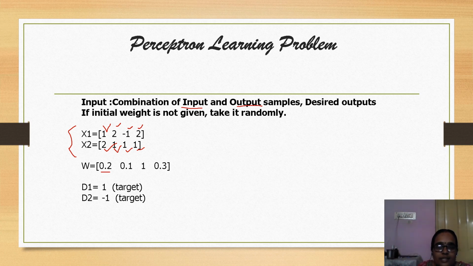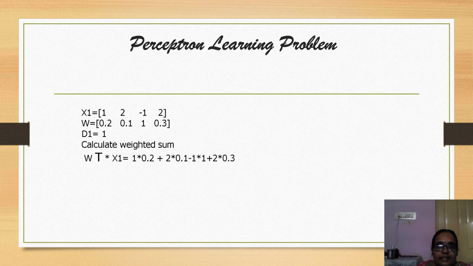So now we have to apply the perceptron learning algorithm. We have to update the weight. So we are taking the first example. What is our x1? First data set: 1, 2, minus 1, 2. So 4 inputs are here, and correspondingly 4 weights are here. Here 0.2 belongs to input 1, 0.1 belongs to input 2, 1 belongs to the input value minus 1, and 0.3 belongs to the input value 2.